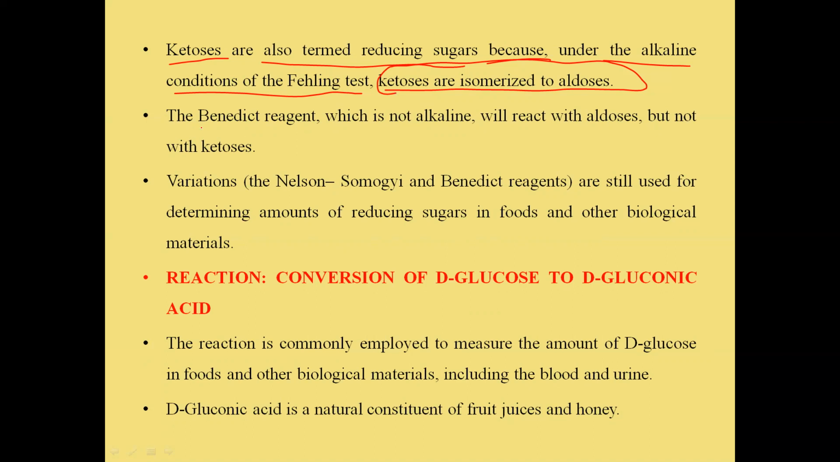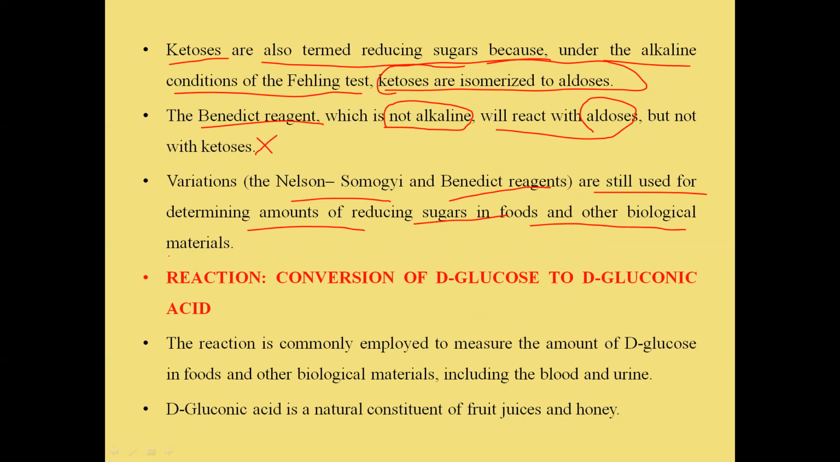But in the case of Benedict's reagent, it is not an alkaline reagent. So it will react only with the aldose sugars, but not with the ketose sugars. Here, when the reaction is taking place in the presence of Benedict's reagent, the ketoses are not isomerized to aldoses, and thus they do not take part in the oxidation reaction. Other variations like the Nelson-Somogyi and the Benedict's reagent are still used for determining the amount of reducing sugars present in foods and other biological materials.